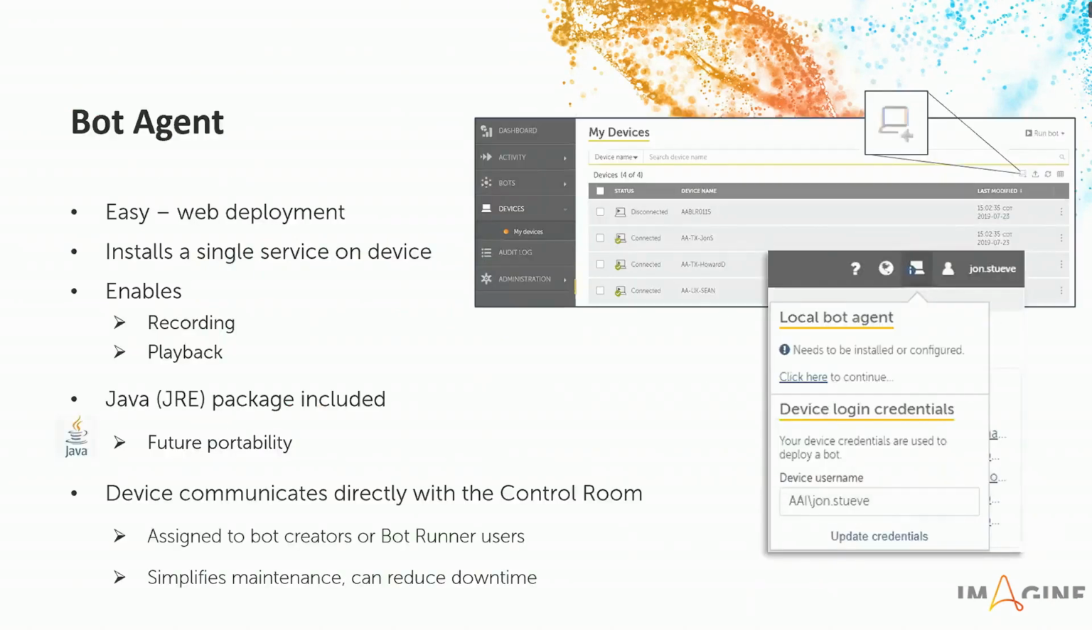Our bot agent is easily deployed via the web. It installs as a single service on a device, which enables both recording and playback. The Java runtime engine is included as part of our package, and it communicates directly with the control room so that there's always maintained communication with the control room for any deployment type requirements.